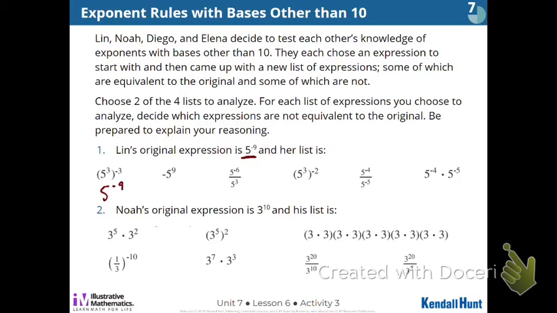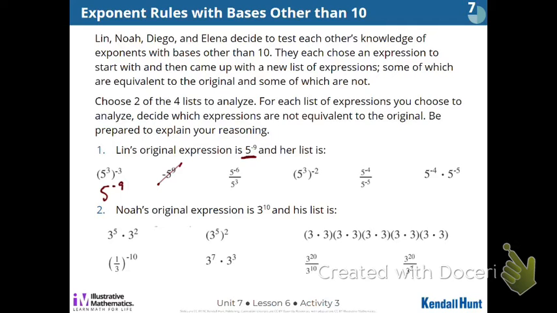Okay. What about negative 5 to the 9th? Is that the same thing? No. The base is negative 5 instead. And then remember, what does a negative exponent mean? Not opposite, reciprocal. Opposite would be like negative becomes positive, okay? So reciprocal, we flip it.